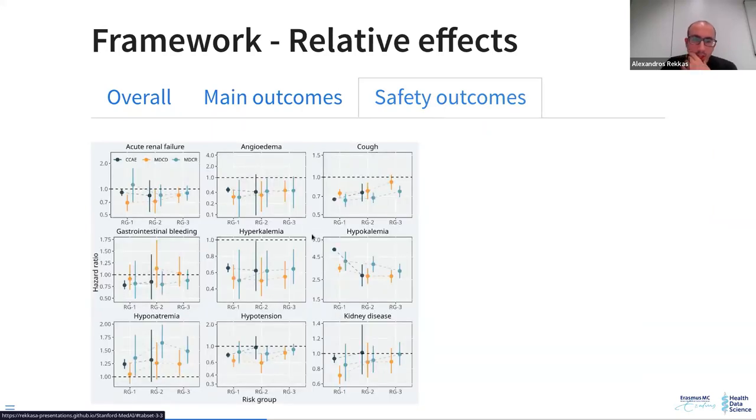And for the safety outcomes, some things that pop out here are the large benefits with thiazides on the relative scale for angioedema and cough and hyperkalemia, right? So we see that across all risk strata, we have very small hazard ratios for these outcomes. On the other hand, we see a risk increase on the relative scale for hypokalemia and hyponatremia, right? Where it's the opposite. So this shows that these results favor ACE inhibitors for these outcomes.